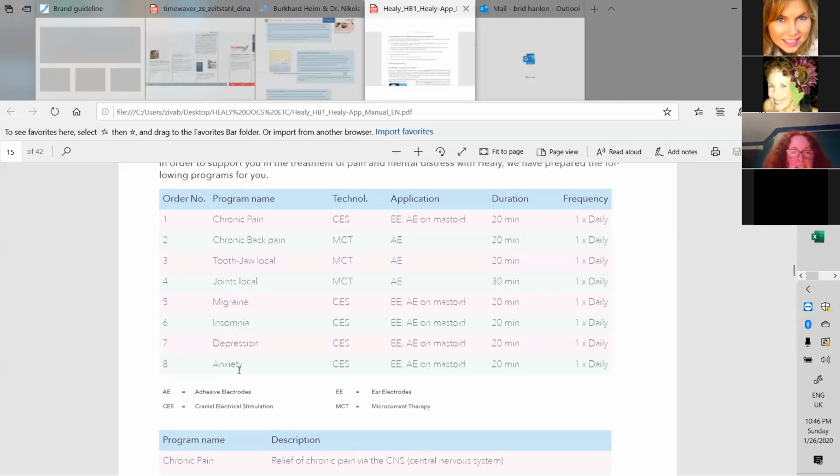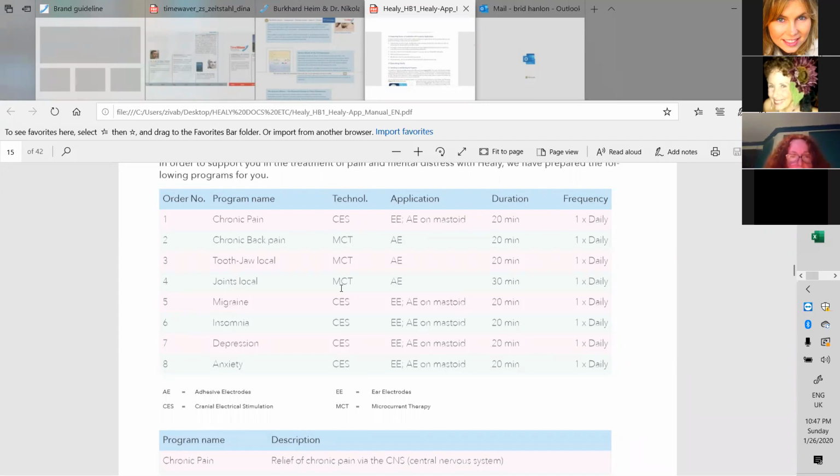And can I just say here, I have met a few people who have a version of Healy which doesn't say these names. Instead, it's in Roman numerals. It gives 1, 2, 3, 4, 5, 6, 7, and 8. So for any of you who have those Roman numerals, just refer here to page 15 of the manual, and you'll see if the little symbol or icon doesn't show you that number 2 is back pain, then this page will.